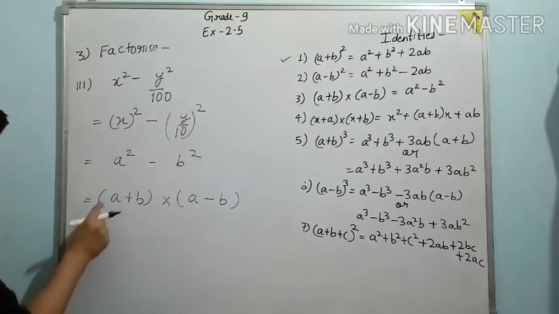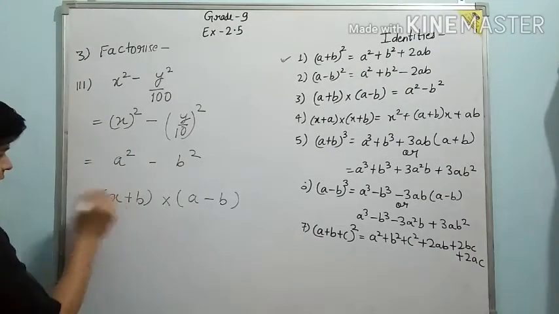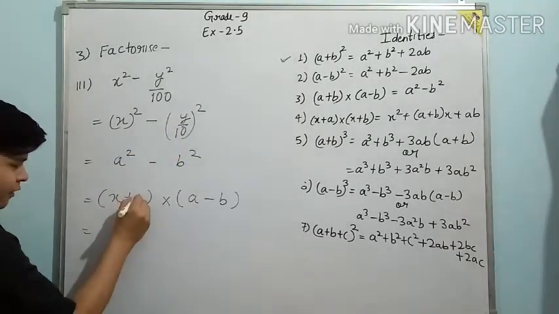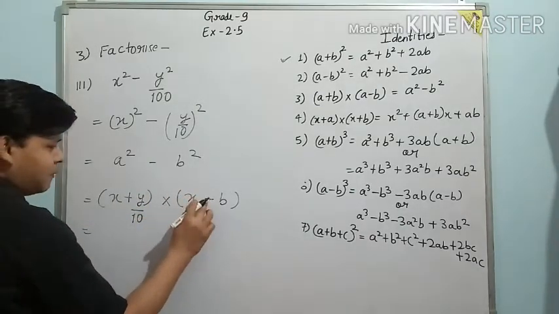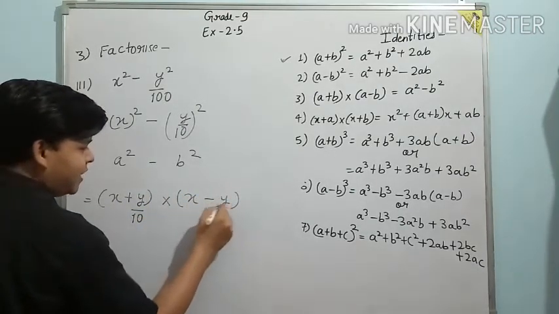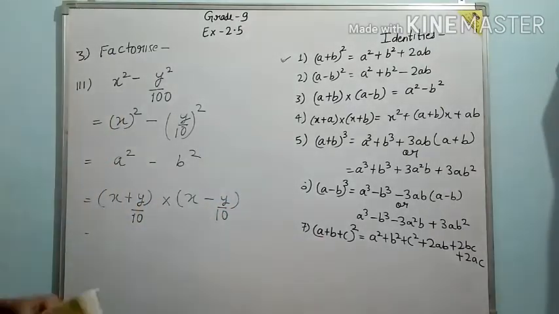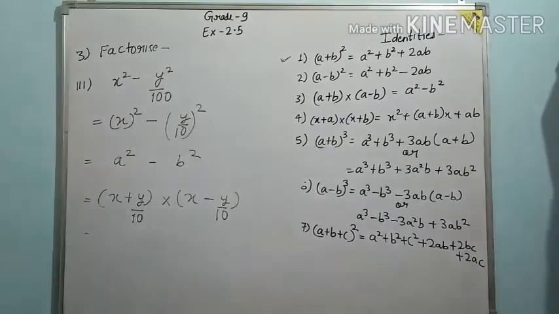So let's put the values of a and b here. a is x, so let's remove it and write here x. b is y upon 10, so remove it and write y upon 10. Similarly here also x minus y upon 10. So this way you can factorize the given expression. So this was question number 3. Let's start question number 4.